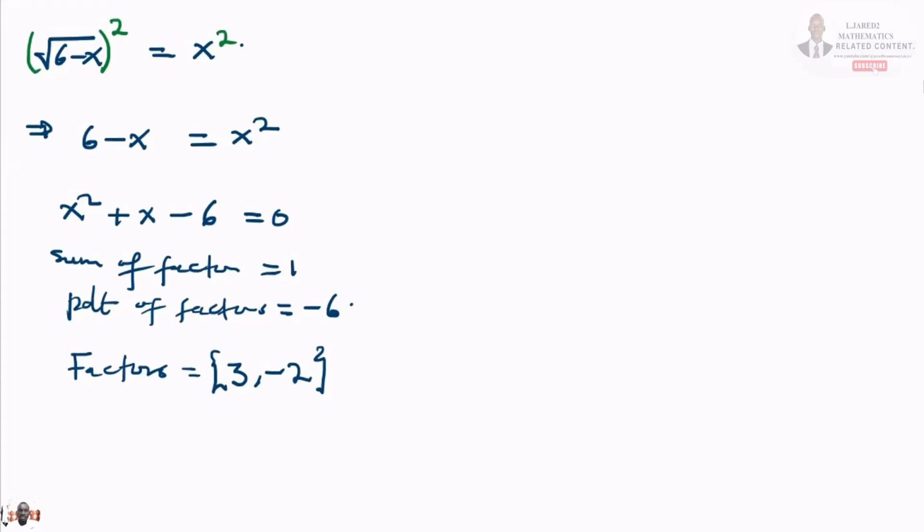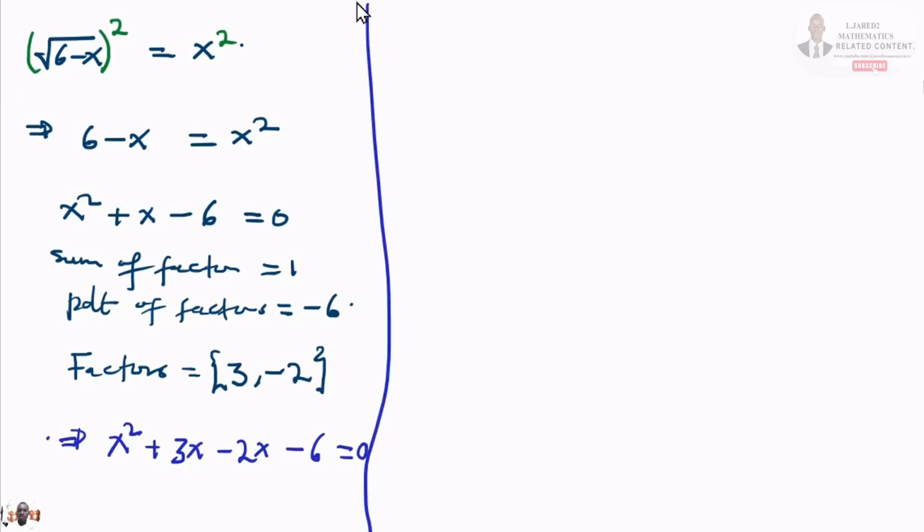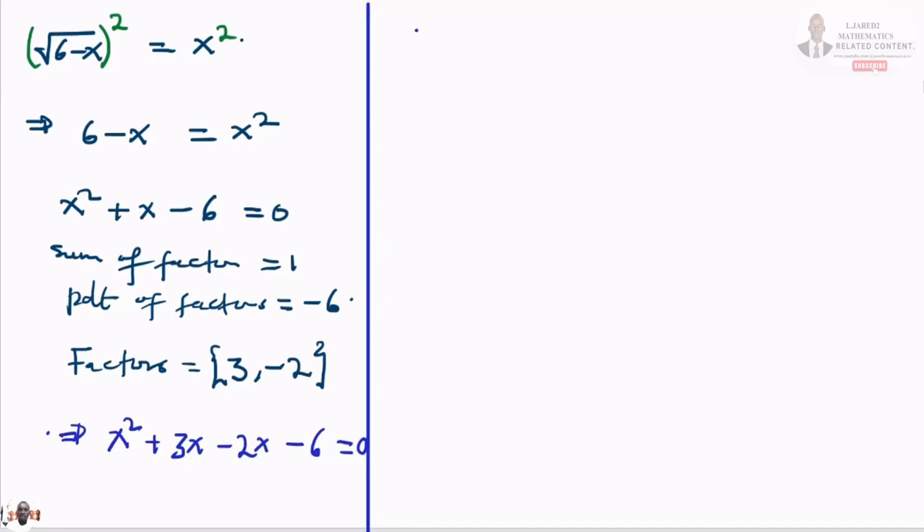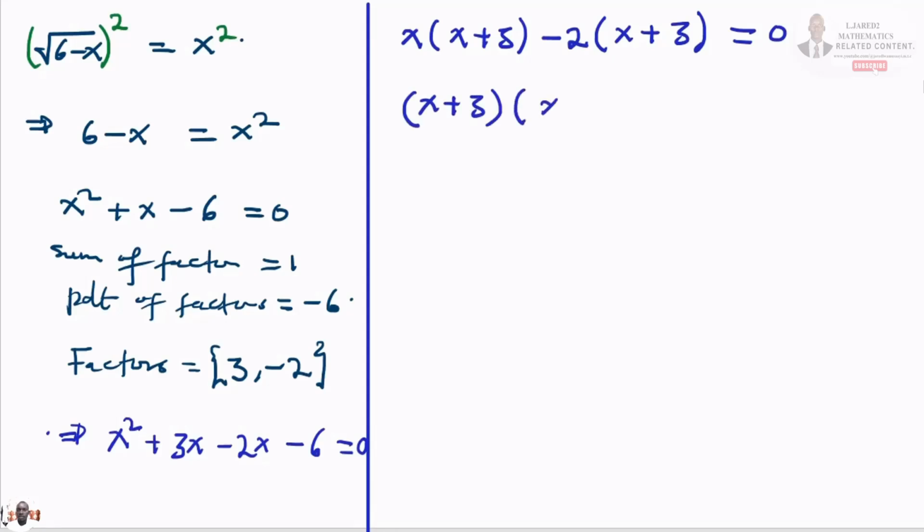So it implies that our expression becomes x squared, now let us substitute in, plus 3x minus 2x minus 6 equaling 0. As we proceed, we can pull out a common factor, which is x, into x plus 3. Then from the next pair the common factor is negative 2, into x plus 3 equaling 0. From here we pull out the common factor x plus 3, into x minus 2 being equal to 0.